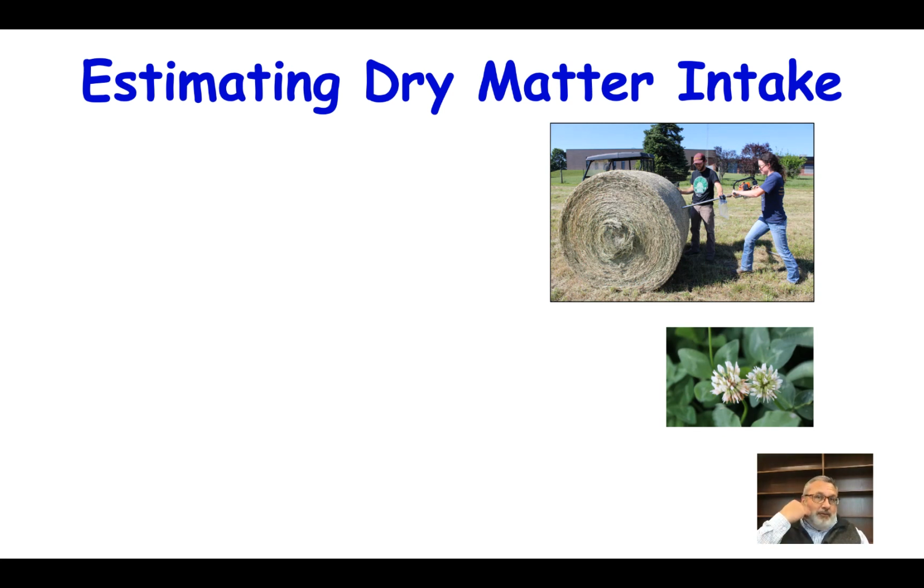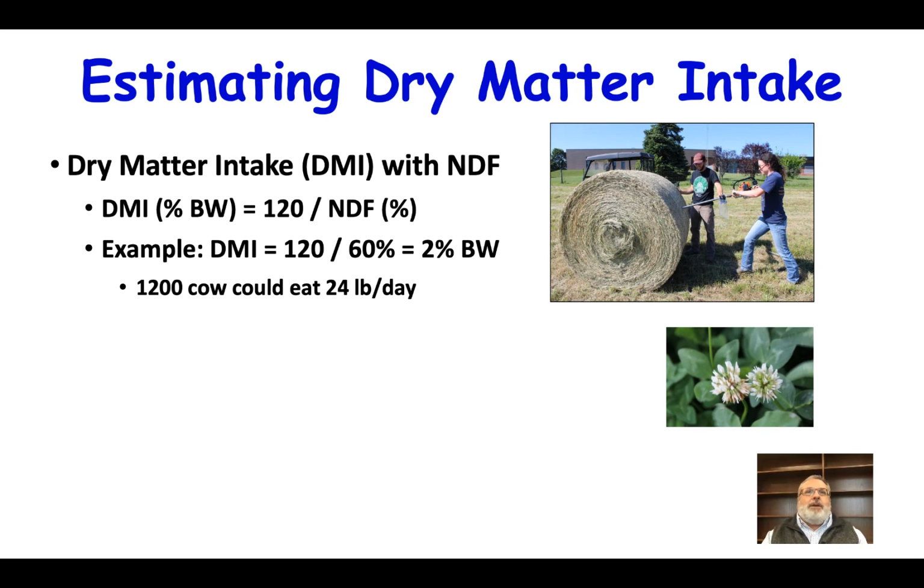All right, I want to talk just a little bit about estimating dry matter intake. Again, we need dry matter intake if we're going to balance a ration or really assess how much supplement we'll need to feed with the hay. Dry matter intake, based on our traditional measure of NDF, is a simple calculation. It's 120 divided by the neutral detergent fiber. And that gives us the dry matter intake as a percent of the body weight.